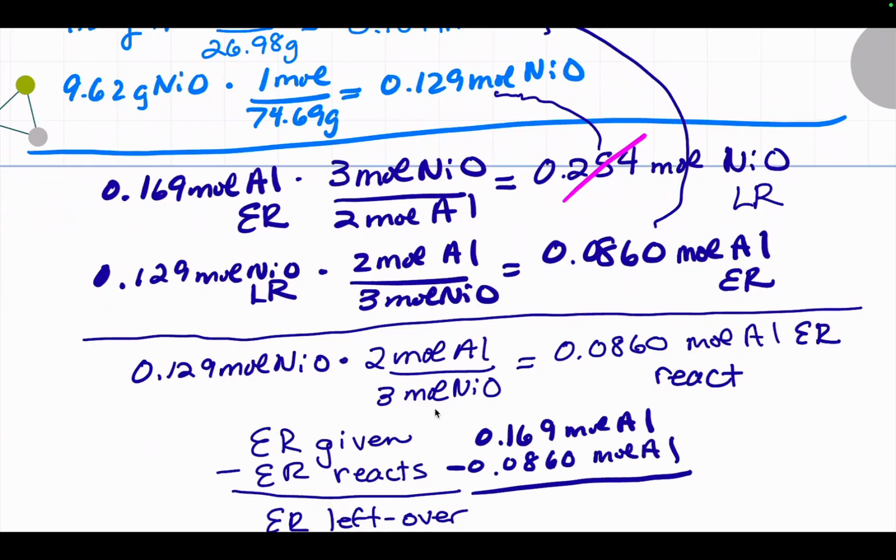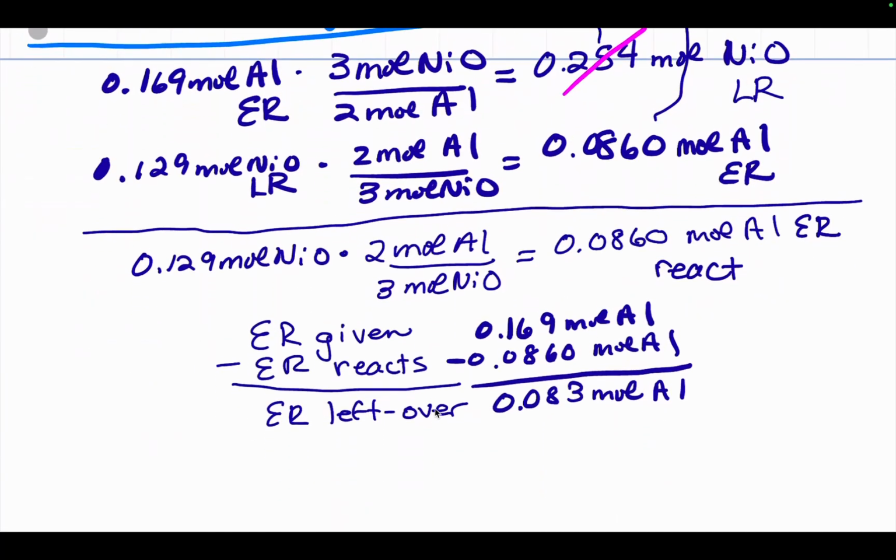And then that will give me 0.083 moles of excess aluminum. And sometimes that's enough. In this question, they do want you to go to grams. And by the way, there's many different correct ways to do these problems. This is the way that I teach it. You could have gone to grams right away. There's just many different ways.